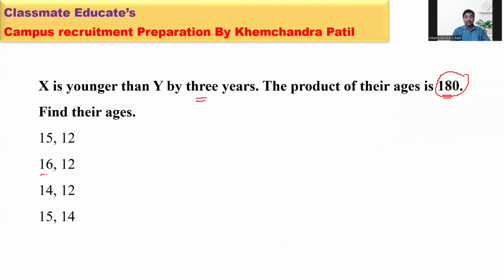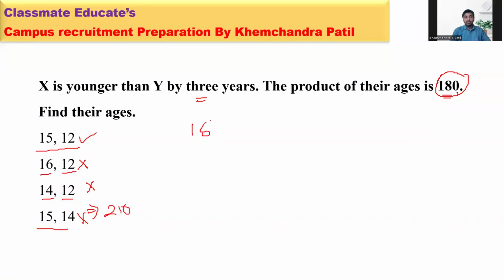ओके, डेफिनेटली 16 और 12 का मल्टीप्लीकेशन 180 नहीं होगा, बिकॉज इन दिस प्रोडक्ट द यूनिट प्लेस इज 0। तो 16 और 12 का मल्टीप्लीकेशन 2 से एंड होगा। 14 एंड 12 ऑल्सो नॉट, प्रोडक्ट इज नॉट इक्वल टू 180। इनका प्रोडक्ट होता है 210। So this is also not my answer. My answer has to be option number one. That is 15 and 16.